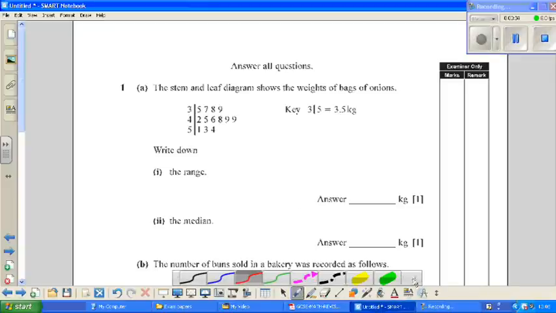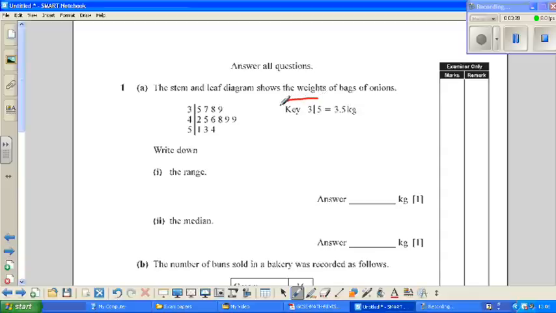And we've got a stem and leaf diagram. First thing to notice is the key. Please make sure you read the key first, because the important thing about this key is that it's telling you these numbers 3, 5, 5, 1, 4, 6 or whatever, they're 3.5, 5.1 and 4.6. Remember, there's a decimal point in there. Very important that you don't forget about the decimal point.